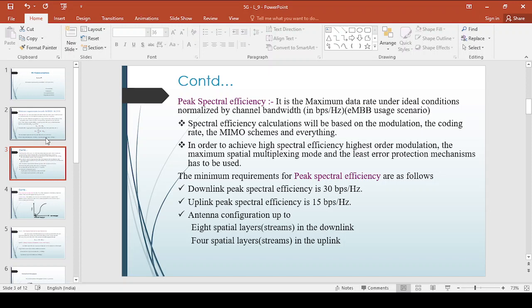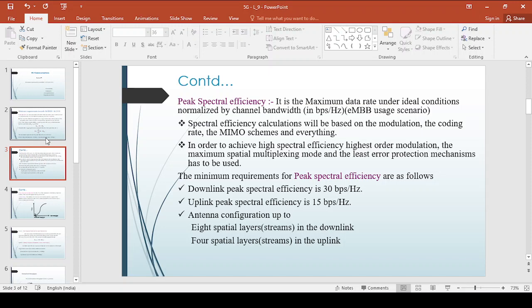It is nothing but the maximum data rate. Peak spectral efficiency is nothing but the maximum data rate normalized by the channel bandwidth under ideal condition. Whatever the maximum data rate is, normalized by the channel bandwidth under ideal condition, we call it peak spectral efficiency. Now its units are bits per second per hertz, right? Bits per second per hertz are the units of peak spectral efficiency.